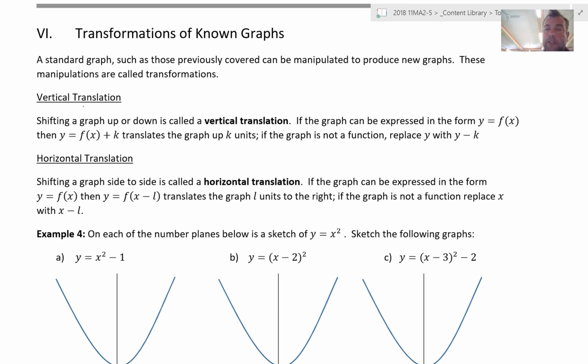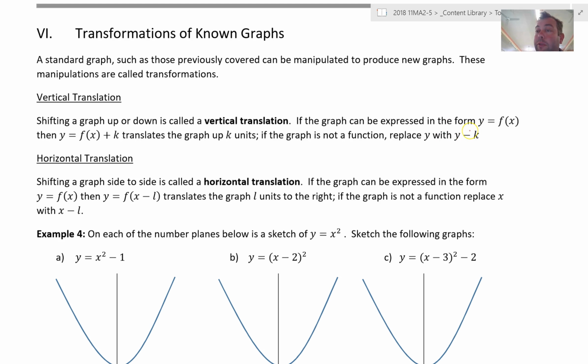Well, vertical translation, what I want to do is change the y. I'm going to replace y with y minus the amount I want to move it. Okay, now let's say, what have I written here? That's a pretty complicated way of saying these things.